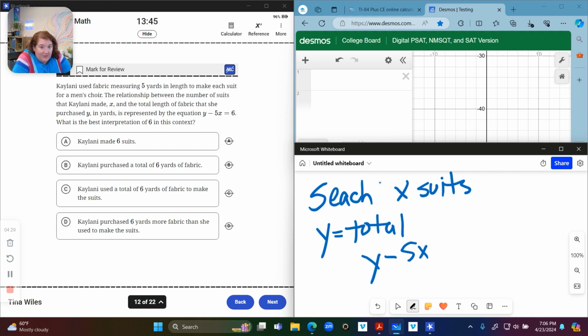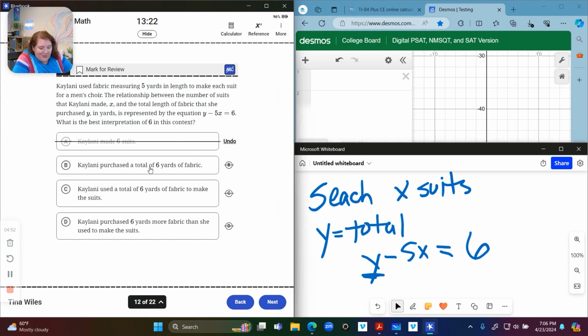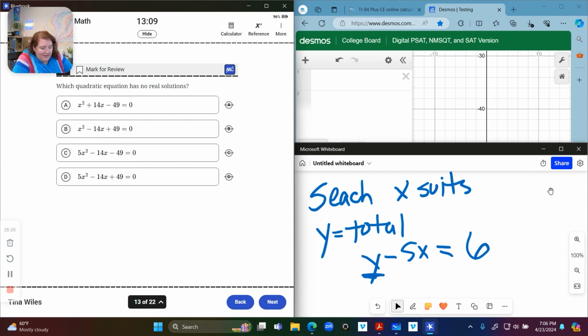equals 6. So that's how much she needed for each suit times the number of suits. Let me talk that through: the total I bought, minus how much I used, and I get 6, that would be how much I have left over. So she didn't make 6 suits, she didn't purchase 6 yards of fabric, and she didn't use a total. It would be what she had left over. So it means she purchased 6 more yards than she needed.